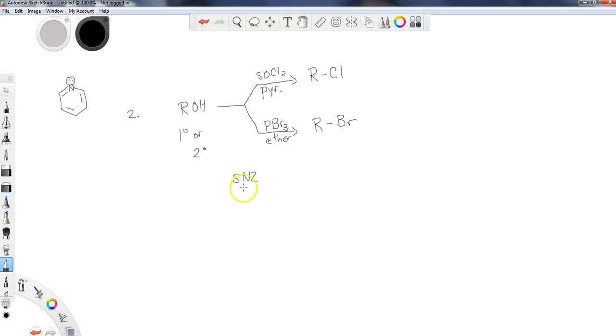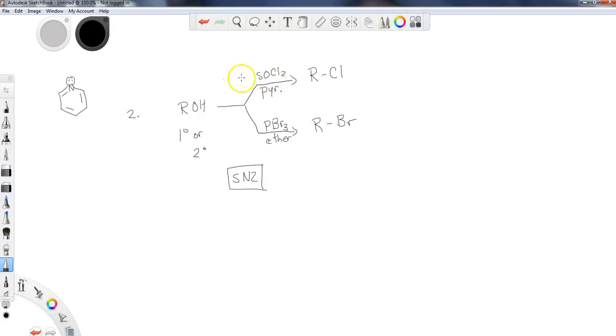I'm not going to go into all of the mechanistic detail in this particular video because I would like to keep this somewhat short as a sort of a reevaluation of reactions that we've done. But this is number two. So alcohols that are primary or secondary use SOCl2 and PBr3 to get the corresponding alkyl halides.